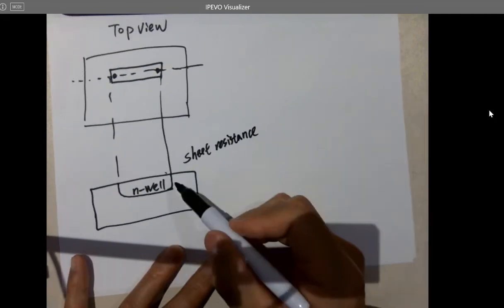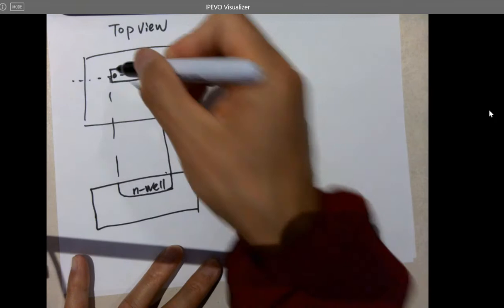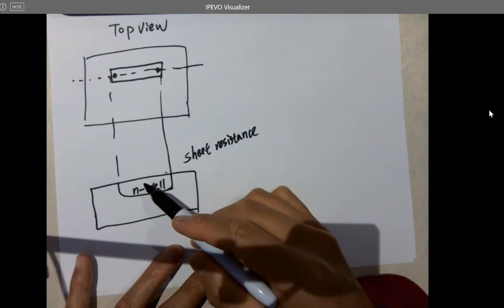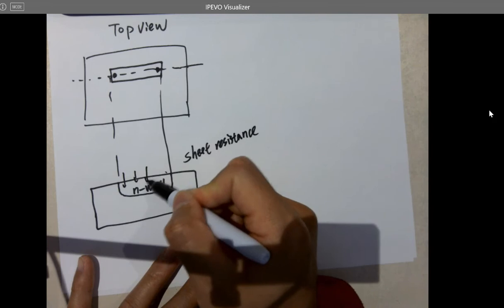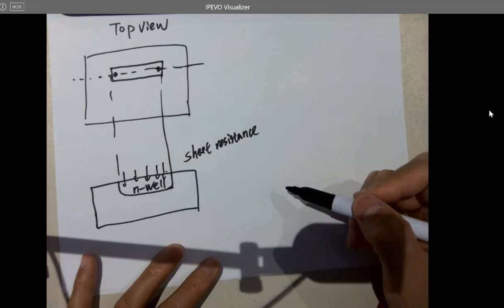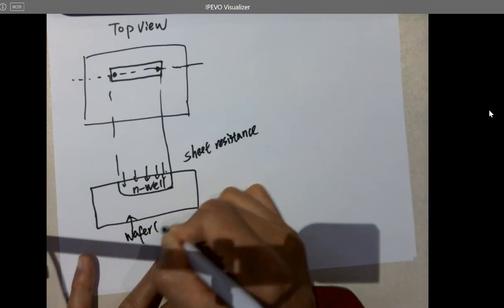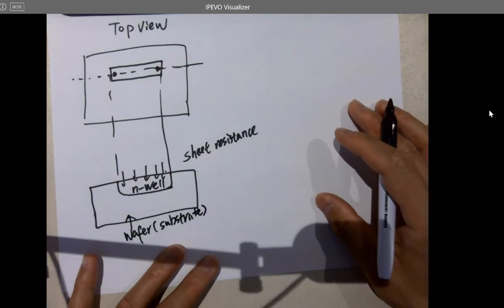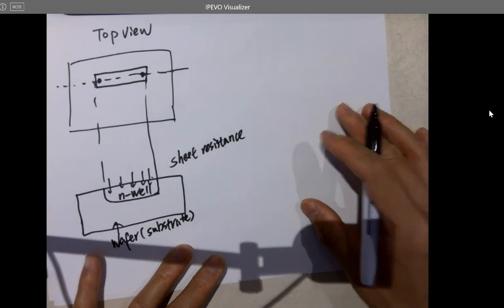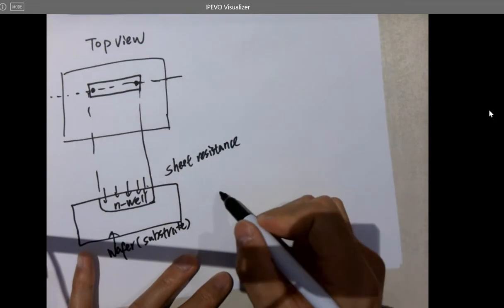So it's defined as following, right? So just looking at the shape, you know it's not a 2D object, right? It's a 3D object. Since you dope that n-type material into the silicon wafer, so that's a silicon substrate or the wafer. And it's a 3D material, like a cylinder or something. So if you draw it, it looks like this.